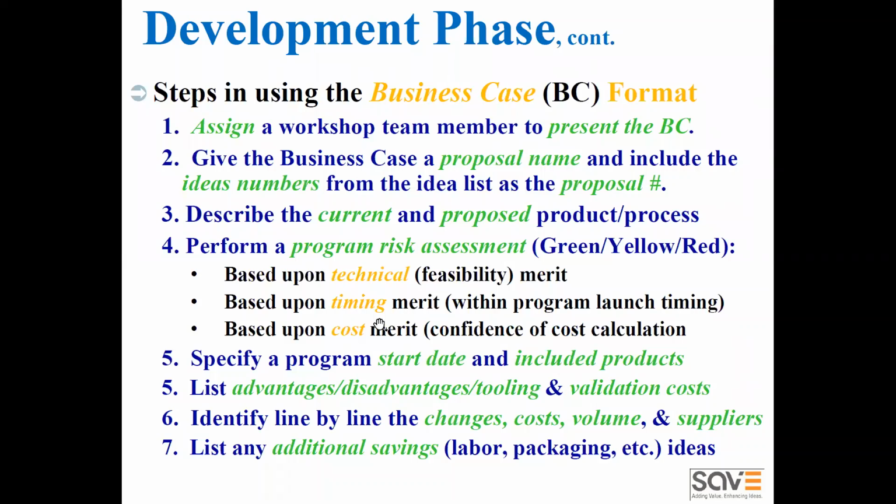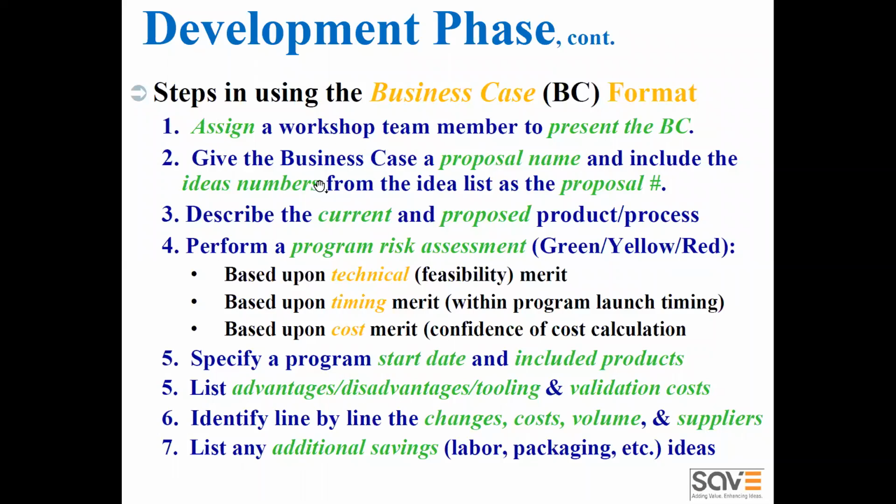So, as you said, the BC or business case format has all the details with respect to the technical, timing, and also cost. Here it will also propose the current status and the proposed status with respect to the project or process. And again, we rate the technical, timing, and cost as green, yellow, or red.